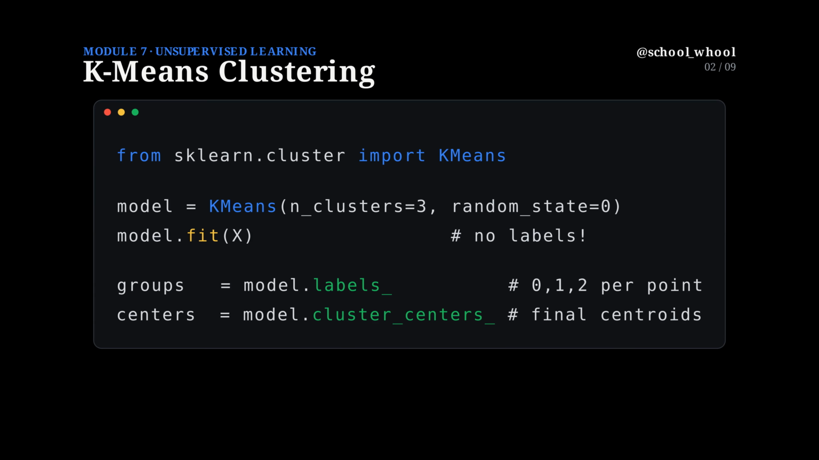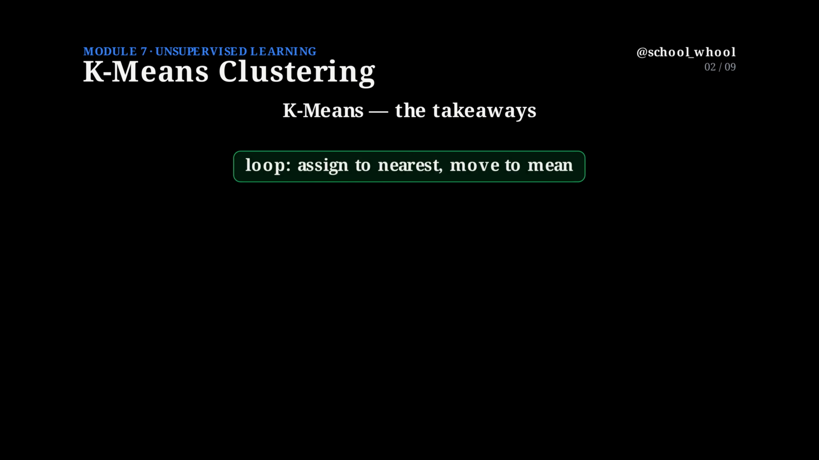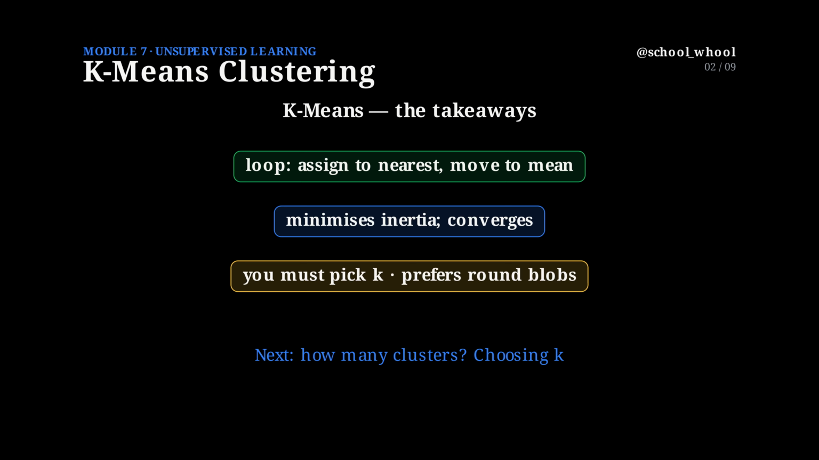To recap, k-means clusters data by repeating 2 steps. Assign each point to the nearest centroid, then move each centroid to the mean of its points. It minimizes inertia, needs you to pick k, and prefers round groups. But that raises the obvious question: how do we choose k? That is next.